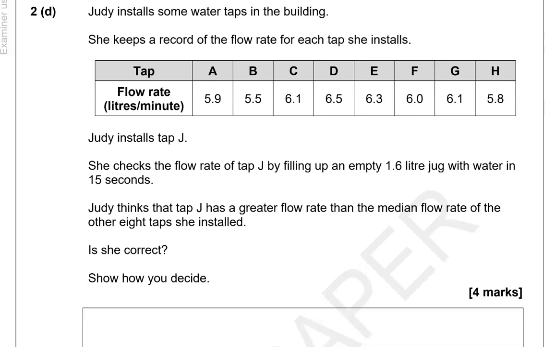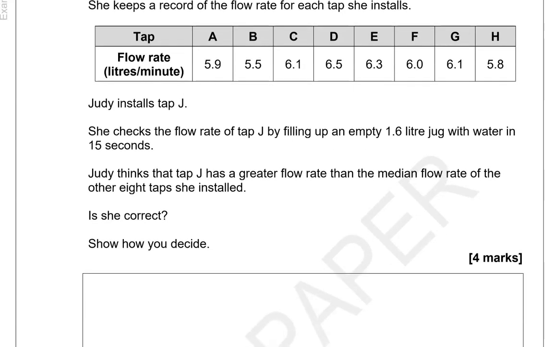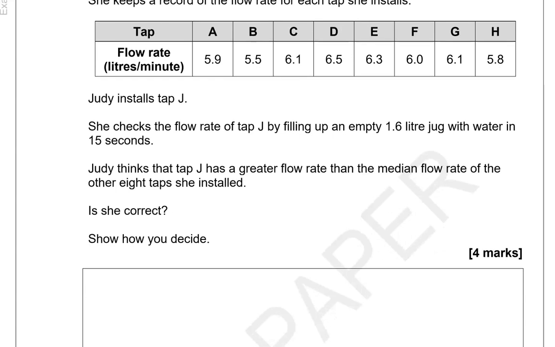Show how you decide. So we need to work out the flow rate for tap J initially and then compare it with the median of the other 8 taps. So at the moment, what we know about tap J is that it was filled in 15 seconds and it was 1.6 litres the capacity. Whereas the ones we have here for the other 8 taps, the flow rate is given in litres per minute. So let's convert it to litres per minute.